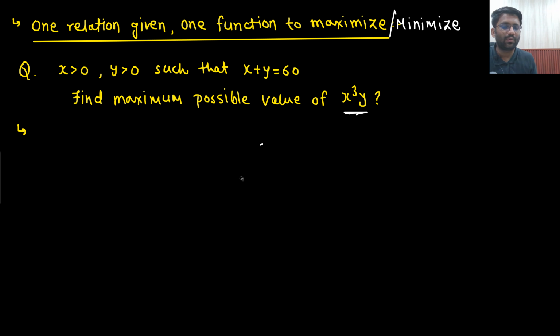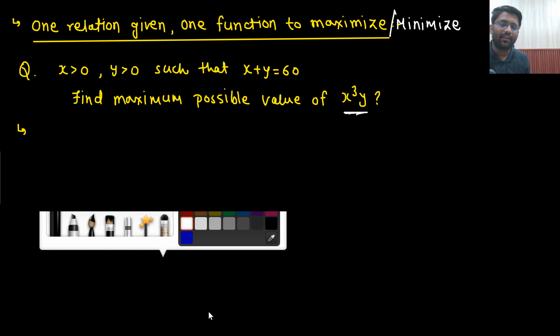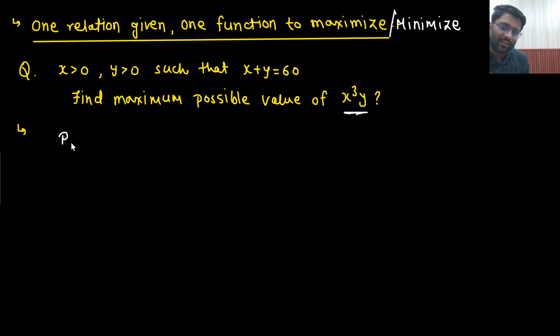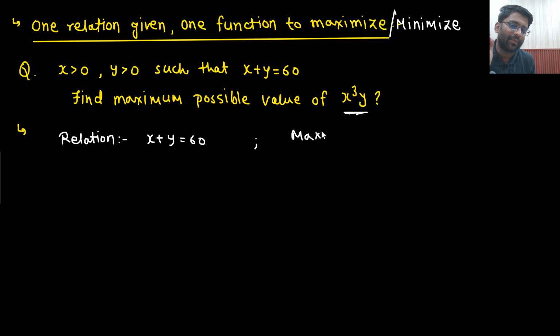So always our two targets would be there. What will be the two targets? First target would be to find the relation. What is the relation given? The relation given is x plus y equals 60. And the other target would be what to maximize or minimize. So here we need to maximize, no? So what to maximize? We need to maximize the function x cube y.